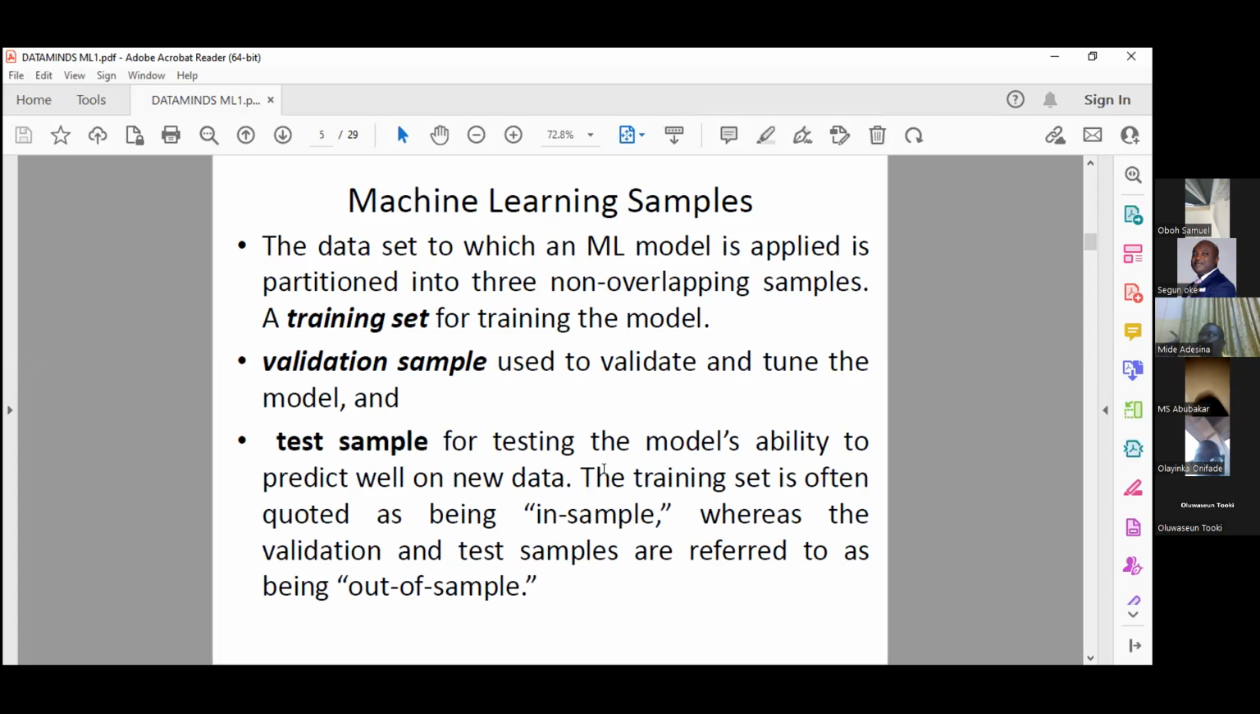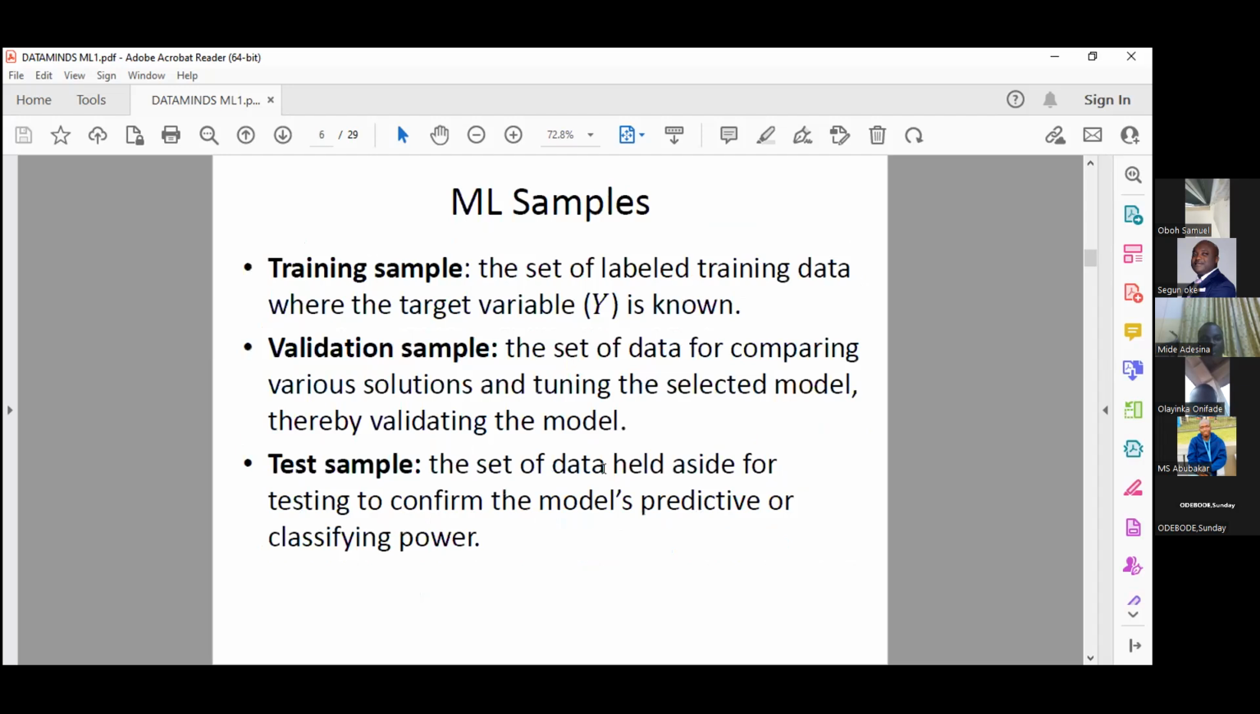The training sample, as provided here, is in-sample. It is known as in-sample prediction, or we can say forecast. Whereas the validation and the test samples are referred to as out-of-sample. In-sample means within the sample provided, the seen data. Out-of-sample is unseen data. In most cases, the in-sample prediction is usually with minimal error as compared to the out-of-sample. We have been able to identify the ones that are in-sample and out-of-sample.